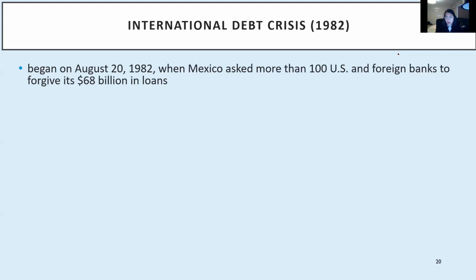The crisis was marked on August 20 in 1982. This was when Mexico asked for debt forgiveness from US and foreign banks. The Mexican government realized that they could not pay the debt anymore, and they were negotiating for forgiveness of $68 billion at that time. That was 30 years ago, so 68 billion is much, much more valuable back in 1982.